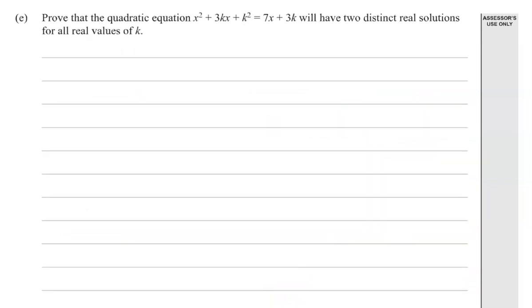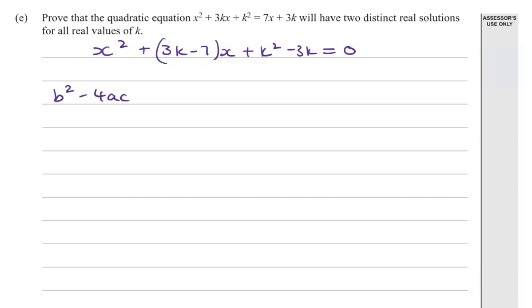For part E, we want to show that this equation will have two distinct real solutions. Now for that, we're always talking about the discriminant. Before we can work out the discriminant, we need to rearrange this to be something that's equal to 0. And I've factorized out the x terms as well, so we can easily pick out that coefficient of x. Now the discriminant is b squared minus 4ac. So in this case, b is 3k minus 7, a is 1, and c is k squared minus 3k, the constant at the end.